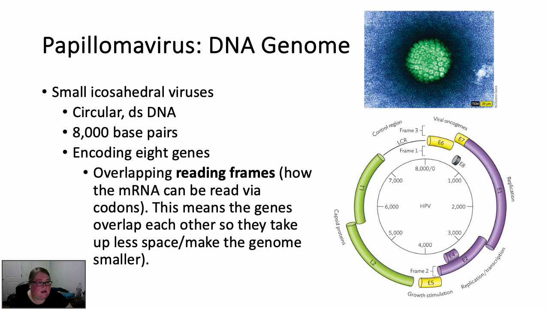Now, the thing is, the papillomavirus genome is really small comparatively to other genomes. And one of the reasons why is it has overlapping reading frames. Okay, so you know how the mRNA can be read via codons? What this means is that the genes are going to overlap each other so they take up much less space. So as we can see here, the E6 and E7 genes are going to overlap a little bit. E1 and E2 are going to overlap a little bit. So this is what we call an overlapping reading frame.